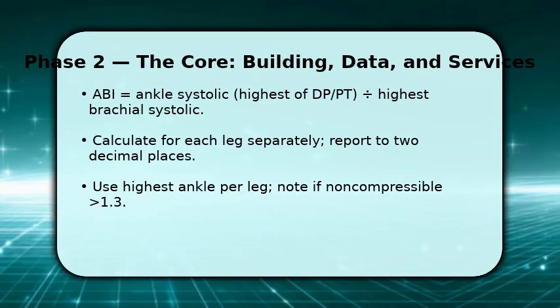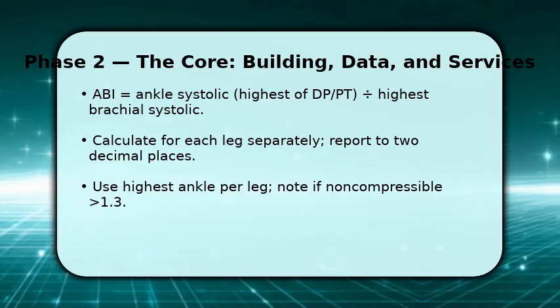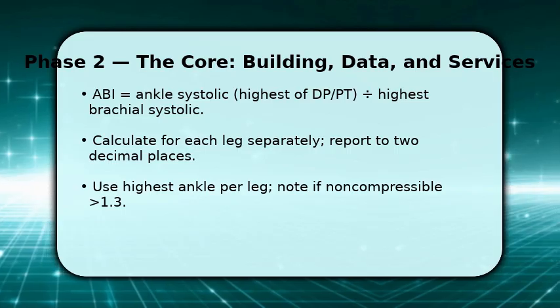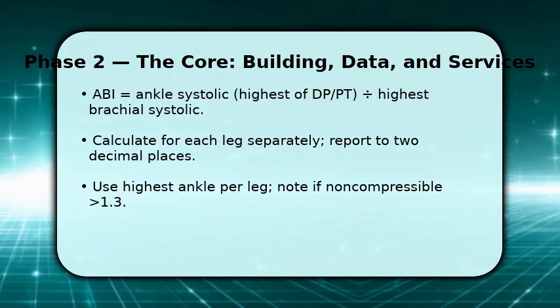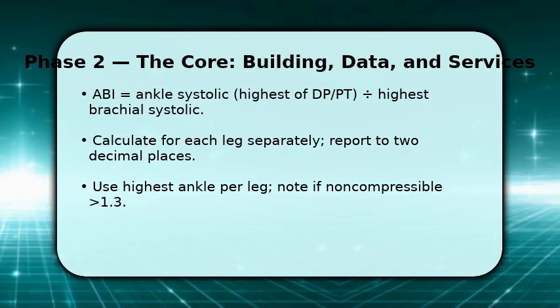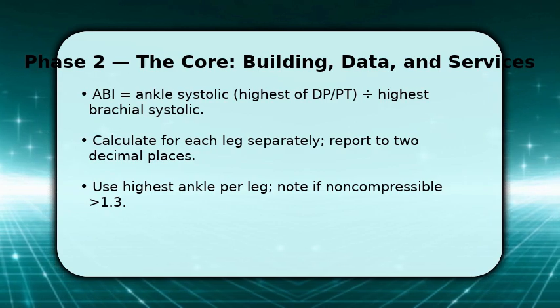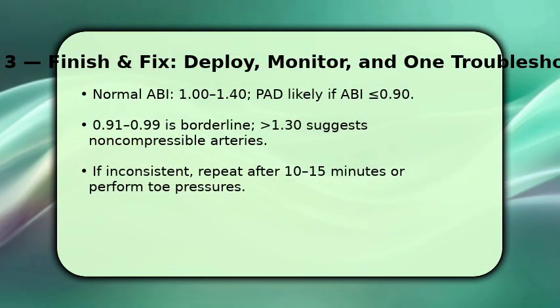If either ankle pressure is unusually high or you suspect arterial calcification, note a non-compressible reading, typically an ABI over 1.3, because that changes interpretation and may require toe pressures or alternate testing. Finish by interpreting and documenting the results clearly.